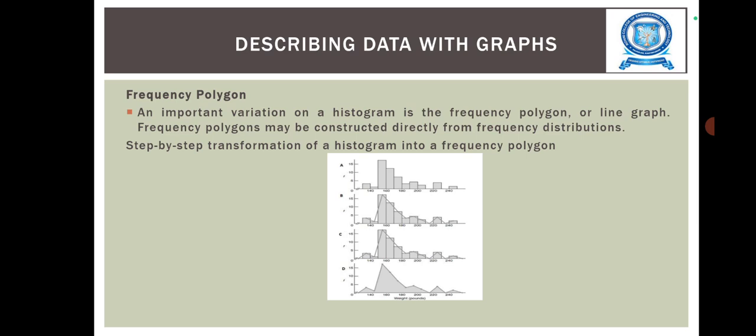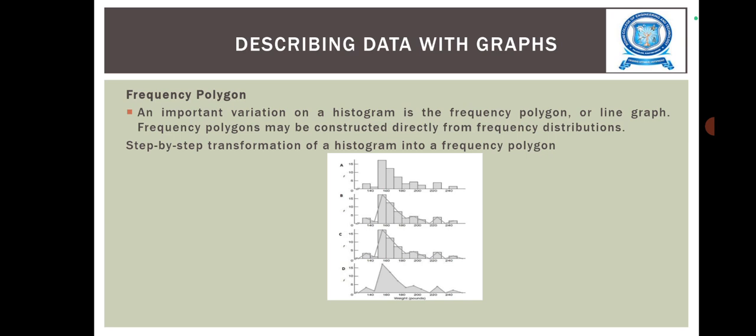The next one is the frequency polygon. An important variation on a histogram is the frequency polygon or line graph. Frequency polygons may be constructed directly from frequency distributions. Using this graph, we can follow some step-by-step transformation of a histogram into a frequency polygon.